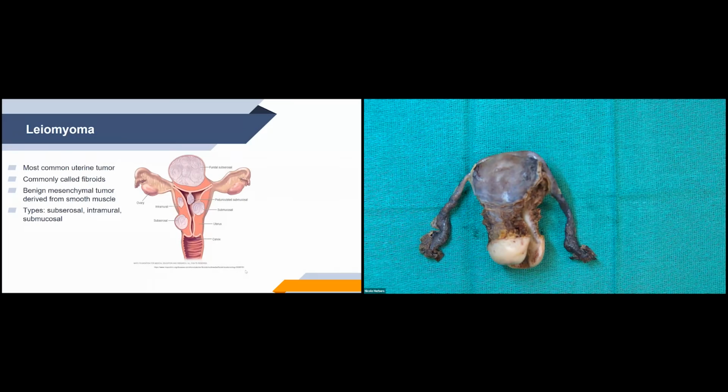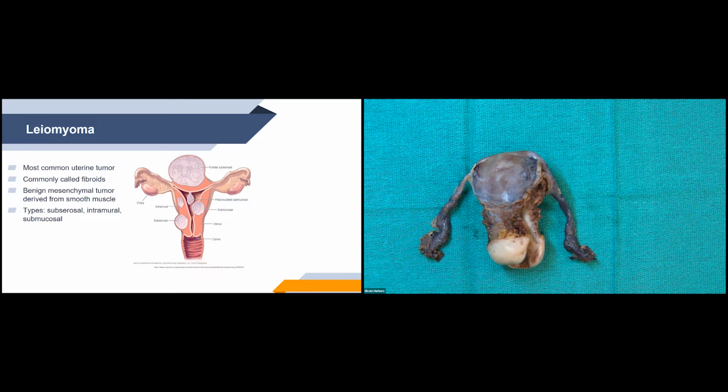Now we'll talk about leiomyomas. So this is the most common uterine tumor. They're commonly also called fibroids. It's a benign mesenchymal tumor derived from smooth muscle. And there's 3 different types of leiomyomas based on their location.